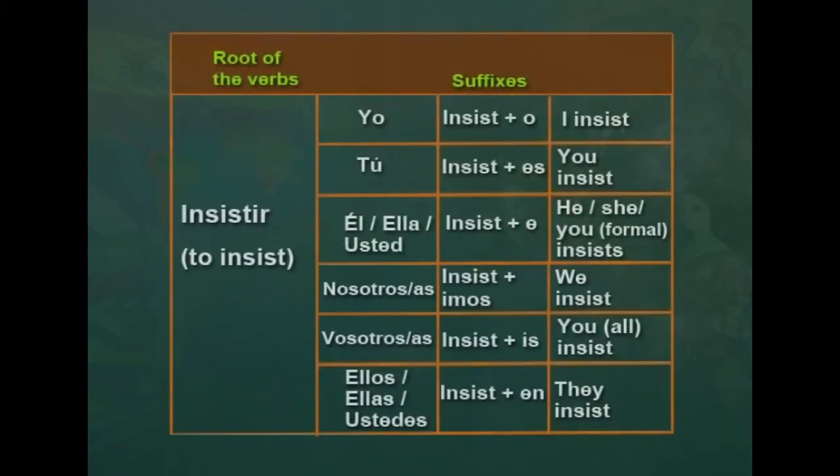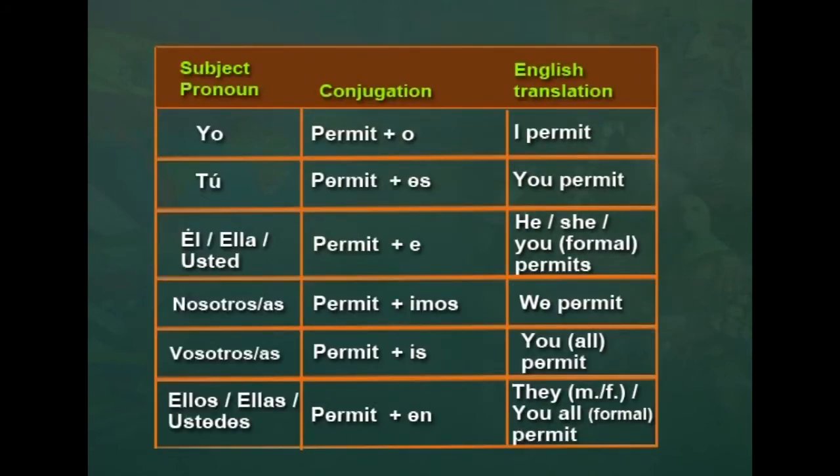Next verb is insistir. The verb insistir has the root or stem insist. Yo insisto, I insist. Tú insistes, you insist. Él, ella, usted insiste. Nosotros, nosotras insistimos. Vosotros, vosotras insistís. Ellos, ellas, ustedes insisten. All the regular IR ending verbs follow this pattern. So, another verb like permitir will be conjugated in the same way as shown above.